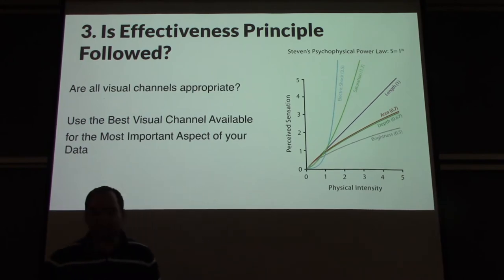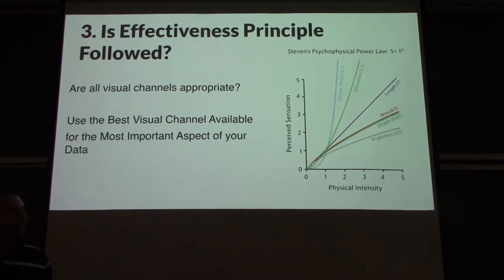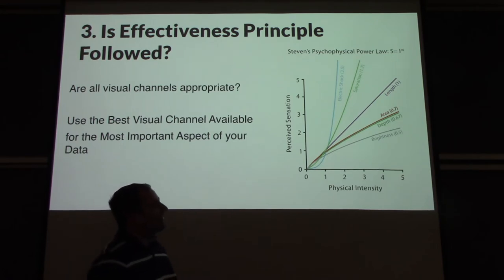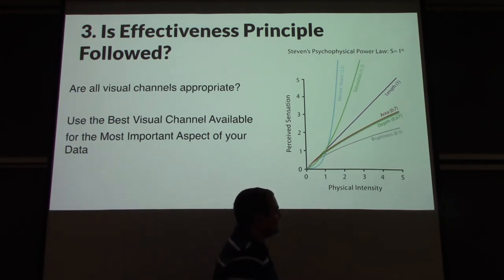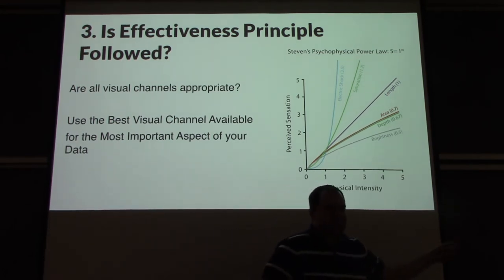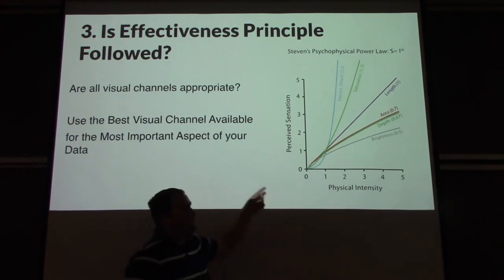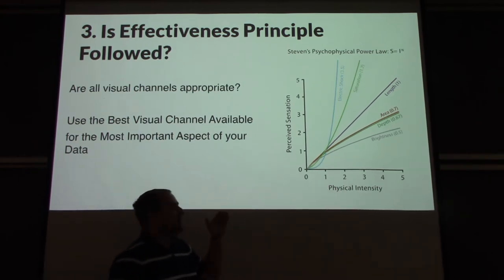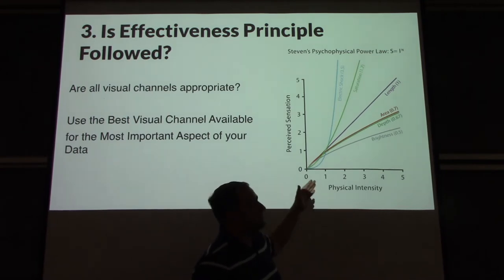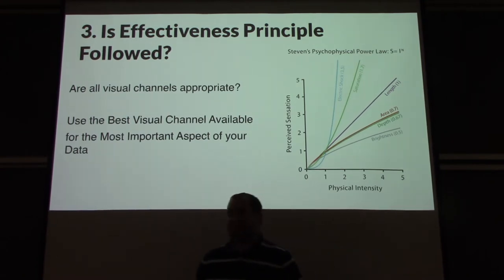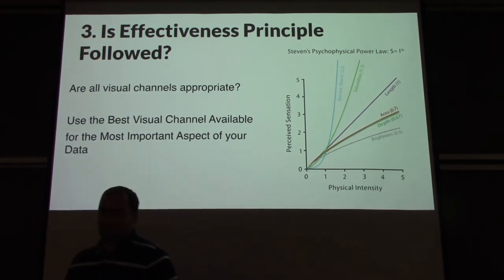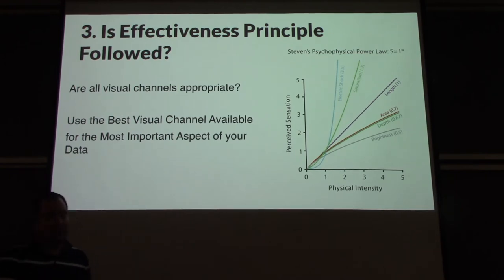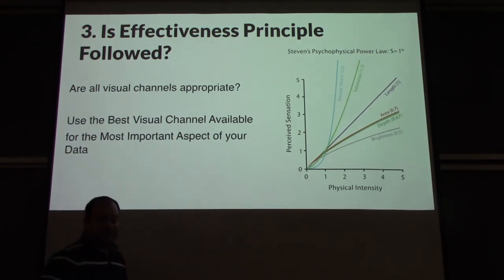And you remember Stevens' psychophysical power law, which is essentially the background of why we have a ranking of different channels. There's this relationship between the physical intensity of a stimulus and the perceived sensation of it. The only linear relationship between those two is length. And that's why position and length are such powerful visual variables compared to saturation or area or brightness.